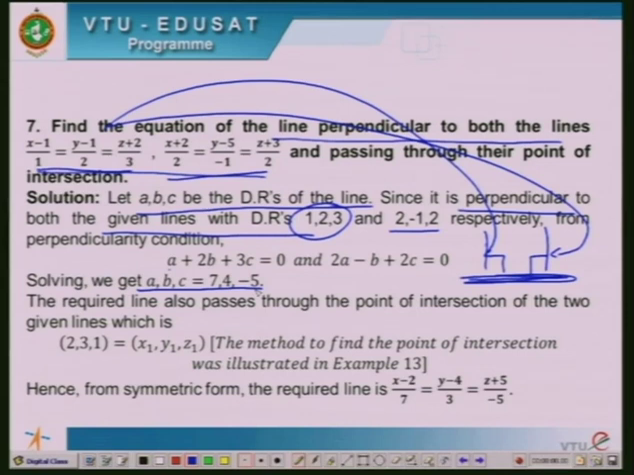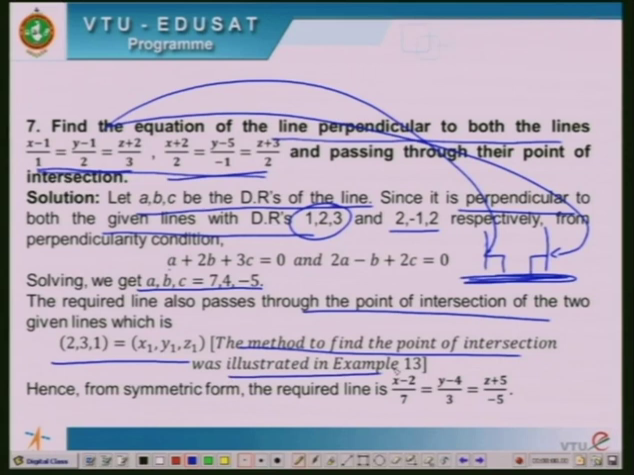And as illustrated in our previous examples, the point of intersection is 2, 3, 1. You can see here the method is illustrated in one of our earlier examples. So, the symmetric form of the line can be applied where you substitute x1, y1, z1 and A, B, C to obtain the required straight line.